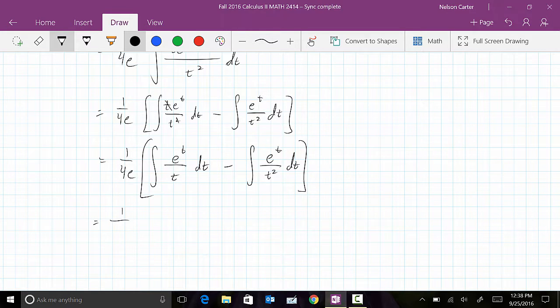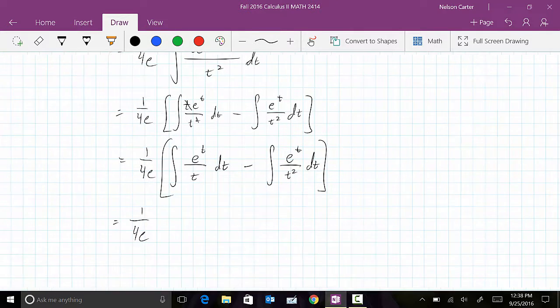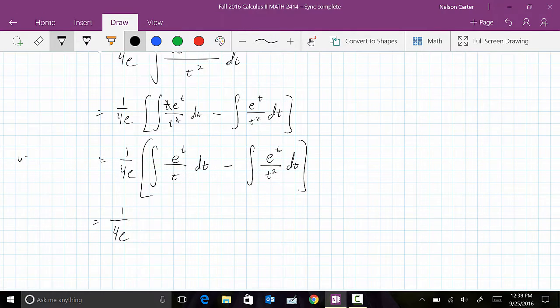So let's see. 1 over 4e. For this first one over here, I'm going to pick the thing I'm going to differentiate to be e to the power t. I don't know if that's going to work. Let's try it. U is equal to e to the power t, and then du is going to be e to the power t dt. And then dv is going to be 1 over t. That means that v is going to be the ln of t.